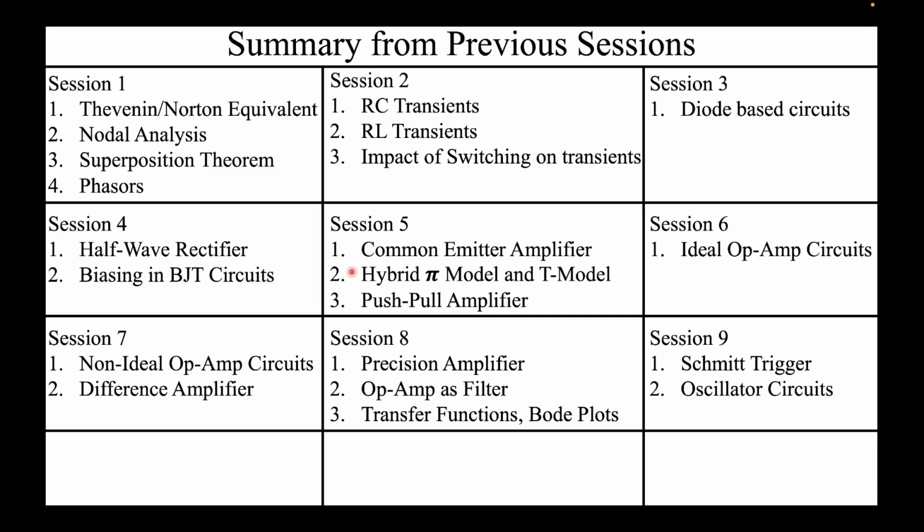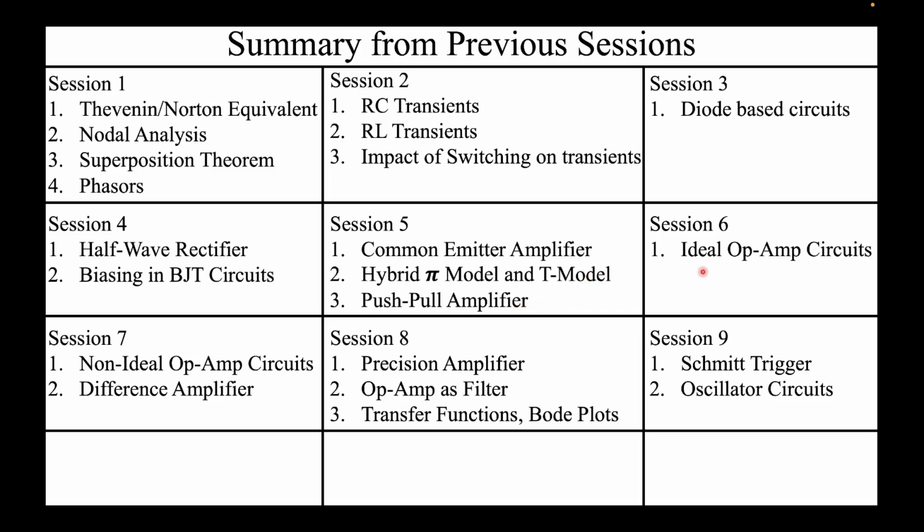Then we went on to a very common application for BJT, that is the common emitter amplifier. Within that we talked about the small signal equivalents, that is the hybrid pi model and the T model, the two models that we talked about. Basically we talked about the AC or small signal analysis of a BJT. In DC biasing we talked about the DC current and voltage. In small signal analysis we mainly talk about the voltage gain, because you want to use it as an amplifier. And then one of the applications we saw was the push-pull amplifier.